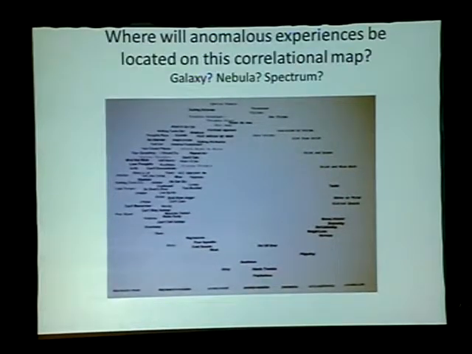But my question is, where's ESP on the spectrum? Where's out-of-body experience? Where's our list? How are these variables, if we did a correlational analysis, where would they fall? Would they fall in the center? Would they be mixed up? How would it be arranged? And I really did not know.